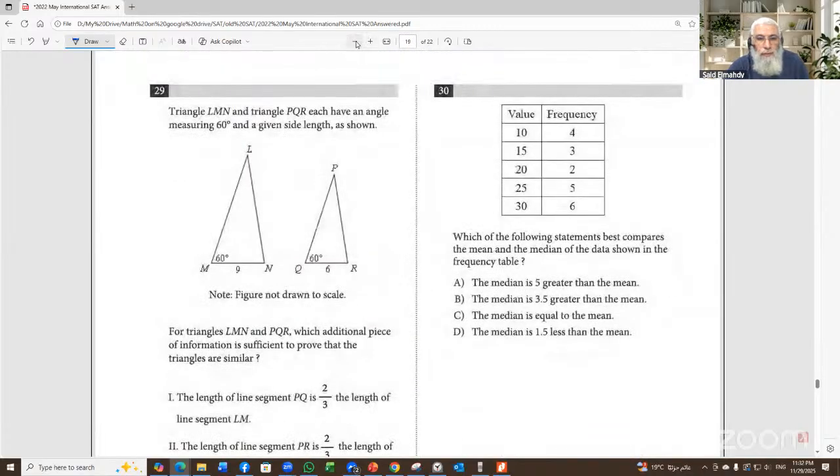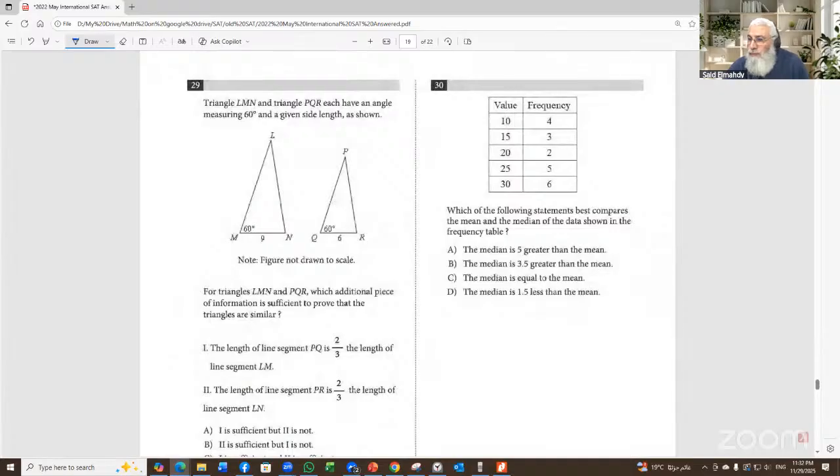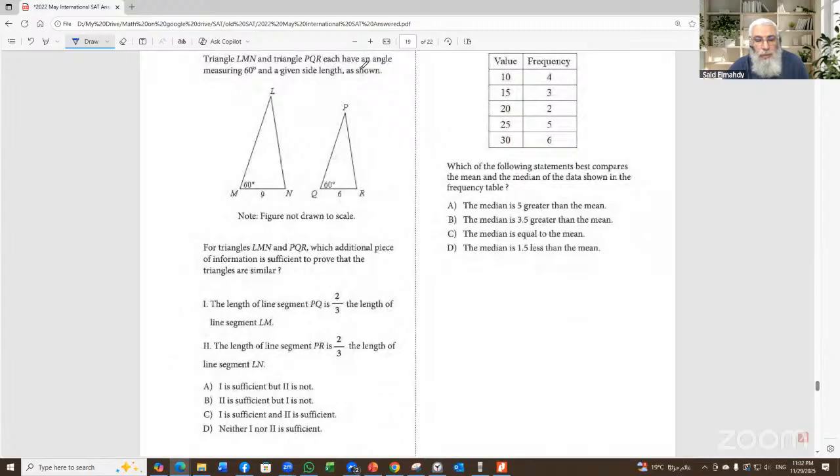Number 29. Triangle LMN and triangle PQR each have an angle measure of 60. So this is equal to 60 and this is equal to 60, and given side lengths are shown, 9 and 6. For triangles LMN and PQR, which additional piece of information is sufficient to prove that the triangles are similar? Similar, so we need another angle. Another angle is enough.